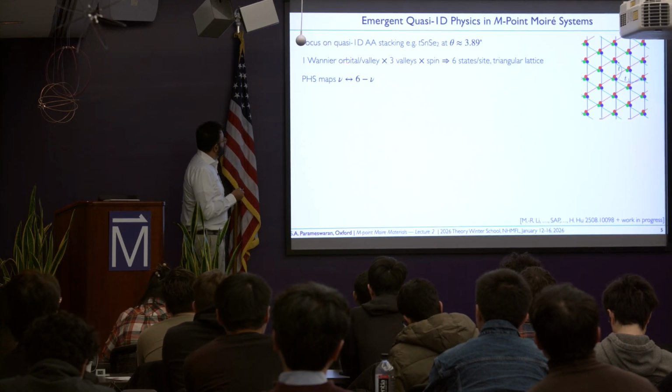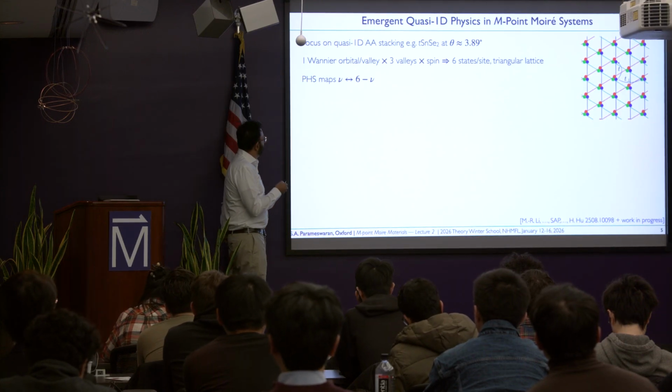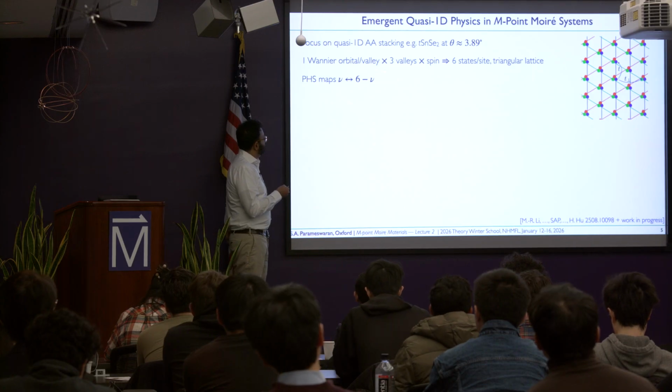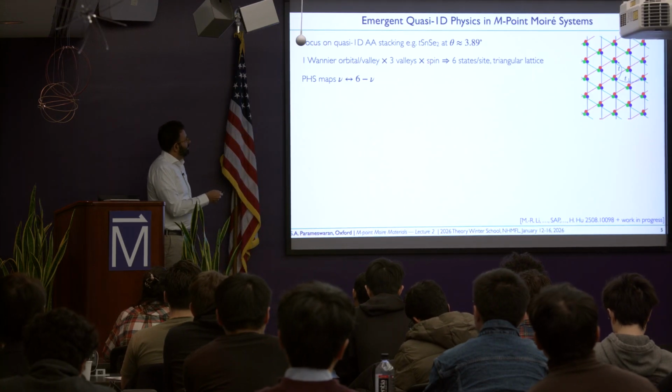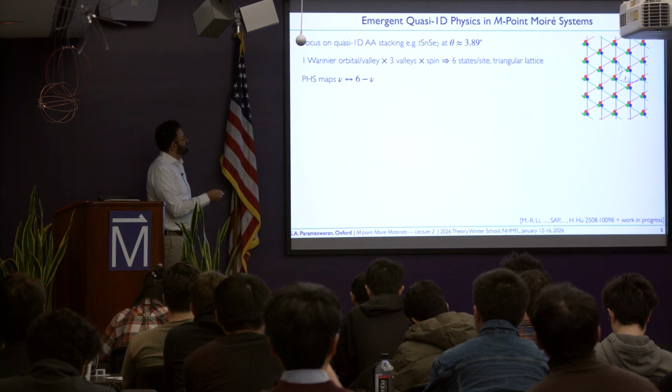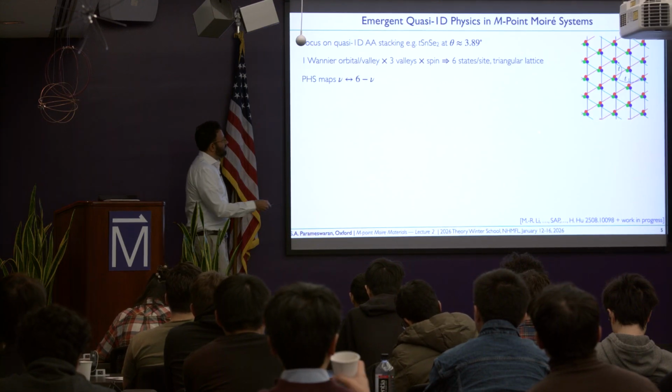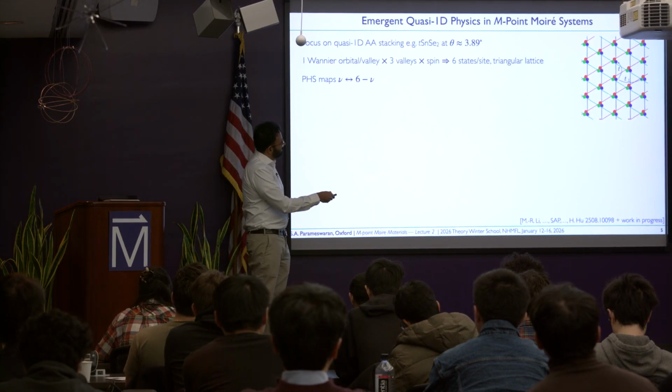So the specific model in this Wannierized thing has a single Wannier orbital in each valley, but on every site of this lattice, you get 3 valleys, and there are 2 spins. So you get 6 states per site, and those sites live on a triangular lattice. So I've drawn that here.